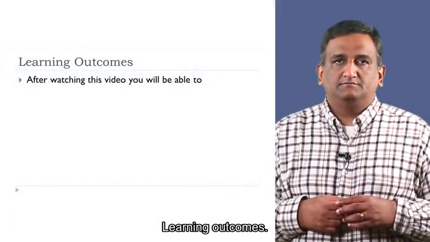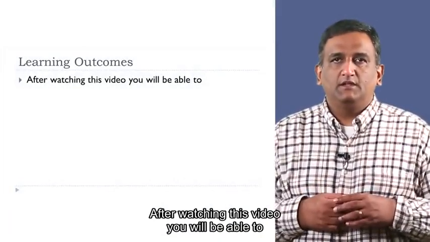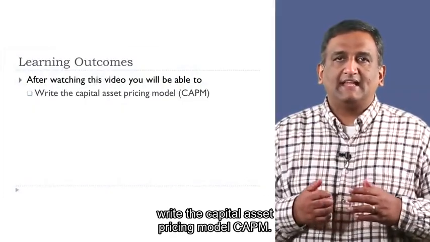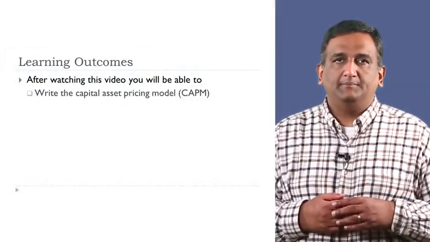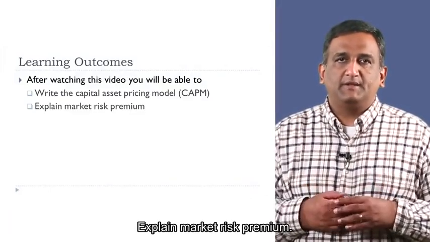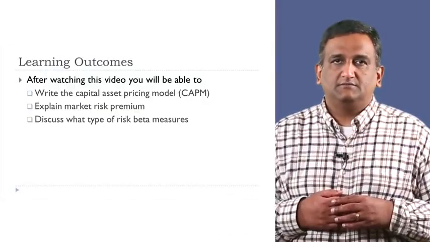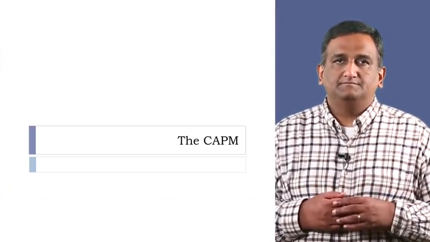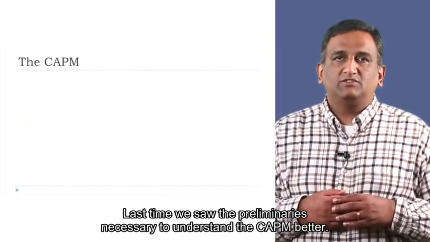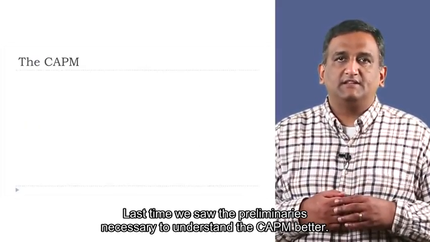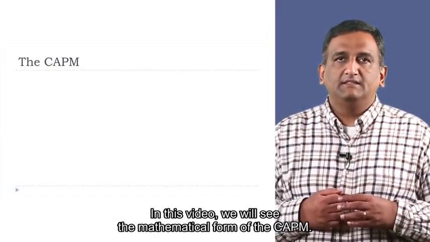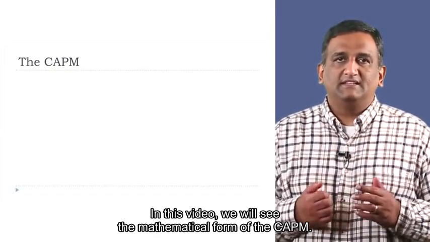Learning outcomes. After watching this video, you will be able to write the capital asset pricing model, CAPM, explain market risk premium, and discuss what type of risk beta measures. The CAPM. Last time, we saw the preliminaries necessary to understand the CAPM better. In this video, we will see the mathematical form of the CAPM.